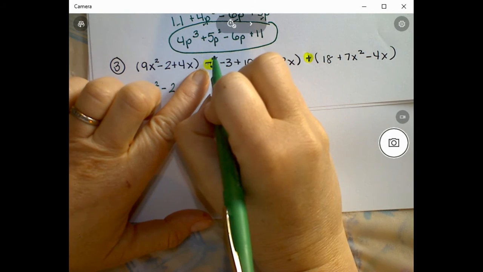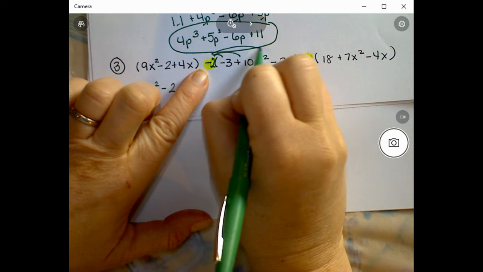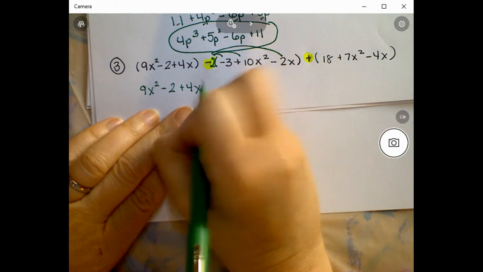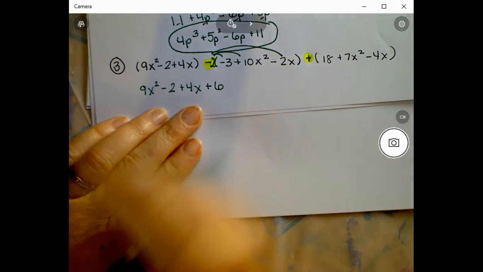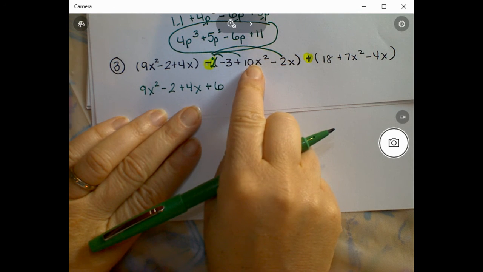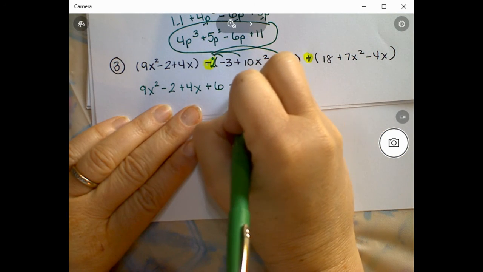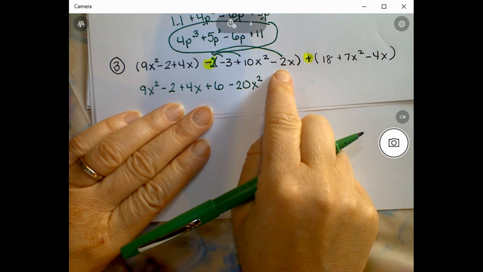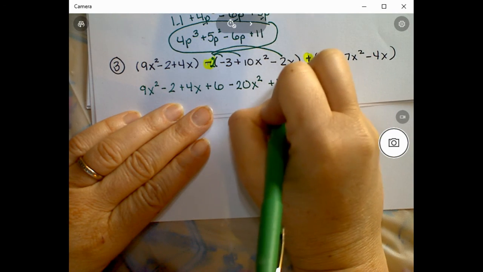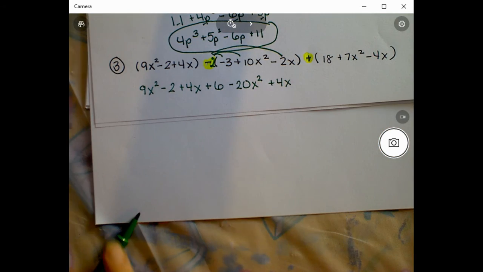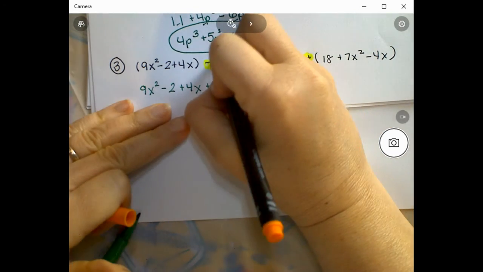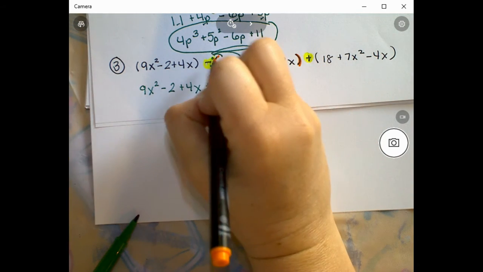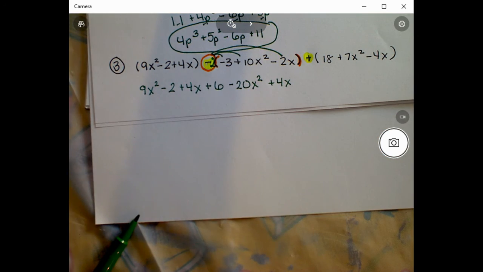As we go, we see that we need to distribute. Okay, we have negative 2 times negative 3 is positive 6. Negative 2 times 10x squared is negative 20x squared. Negative 2 times negative 2x is positive 4x. And we're going to stop because this set of parentheses here, that orange set, that's the only thing that this negative 2 goes through. A lot of the times I like to circle the number and then distribute it through that way.